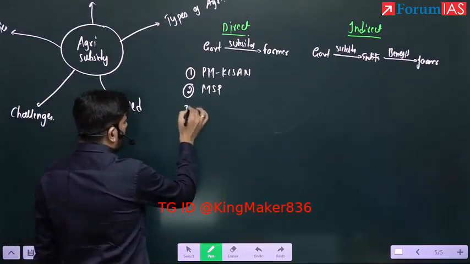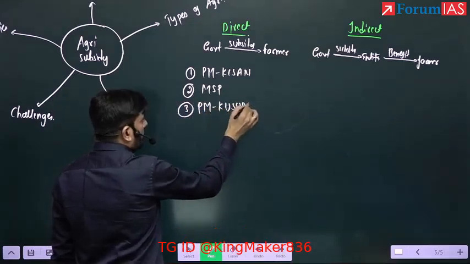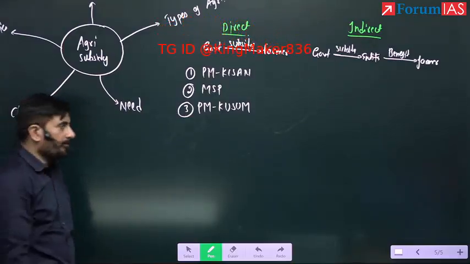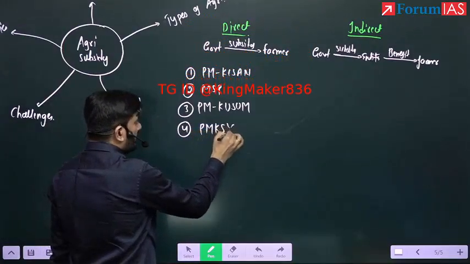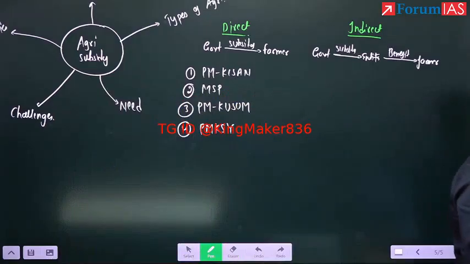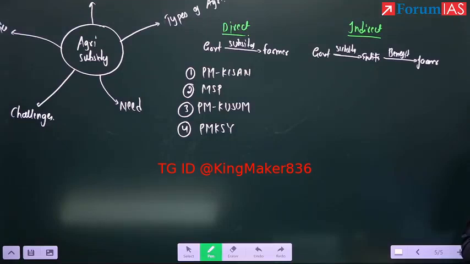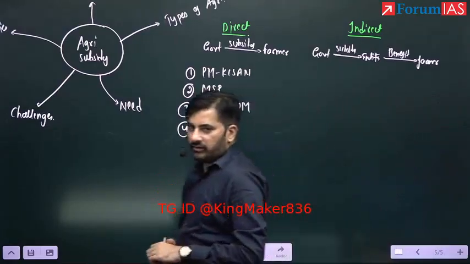Third, I hope some of you may have heard about PM Kusum. What is it for? Installation of solar pump sets. PM Kusum. Then Pradhan Mantri Krishi Sinchai Yojana. What kind of subsidy are we giving under this? Micro irrigation. I told you per drop more crop, where we are giving subsidies to the farmers for adoption of micro irrigation. Pradhan Mantri Krishi Sinchai Yojana.